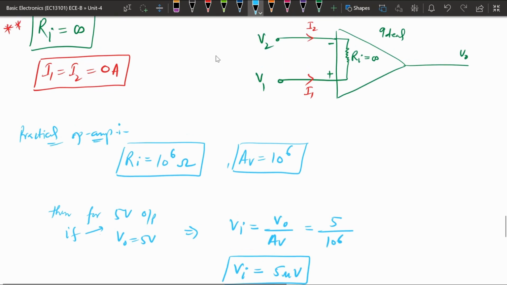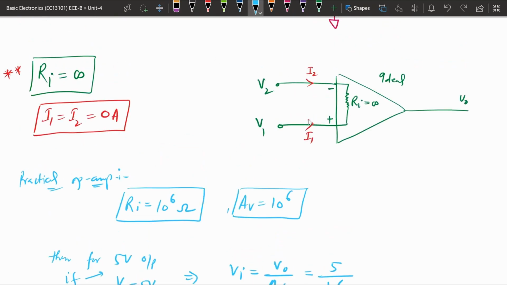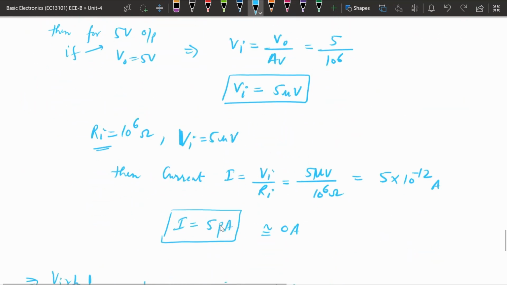And also the current flowing through these terminals will be equal to 0. Even in the practical case, we are getting a current that is very small. That's why we will consider the current flowing through the input terminals of the operational amplifier to be always 0. We will not be considering input current to these terminals. So this was the basic concept of operational amplifiers.